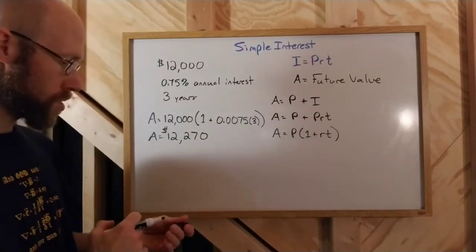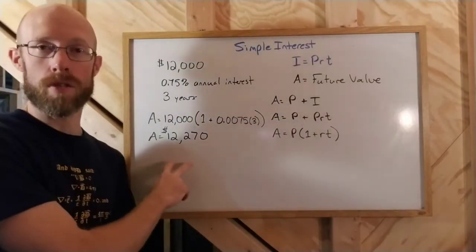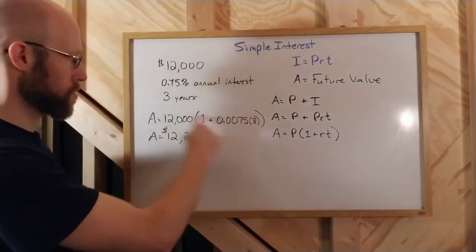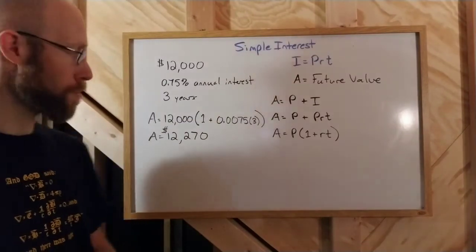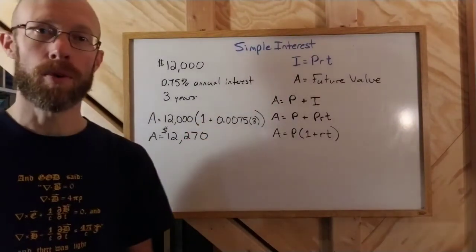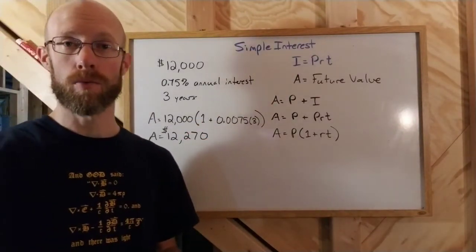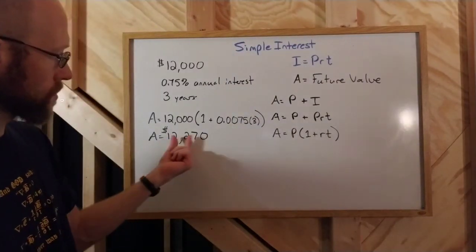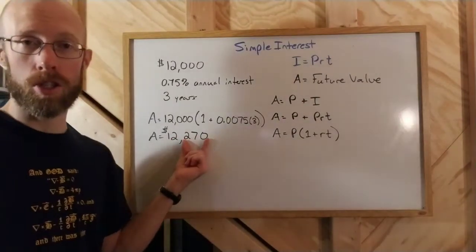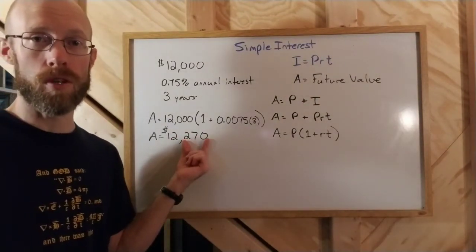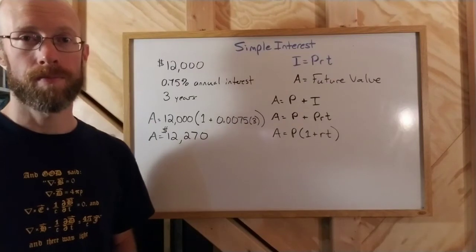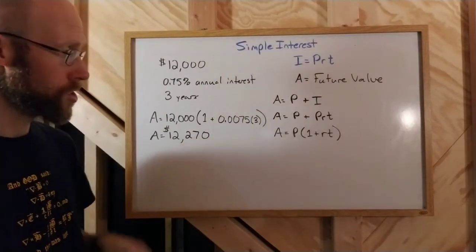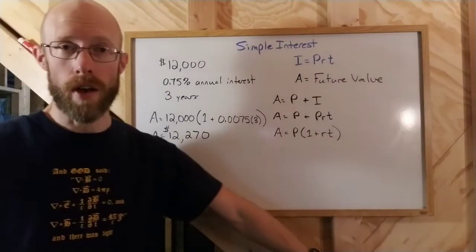Okay, so this is not just the interest calculated. The interest calculated is just the 0.0075 times 3 times 12,000. But by adding the 1 in there, that will put the original principal back in as well. So we've got the original principal of 12,000, and then this would end up being $270 of interest over that 3-year period.